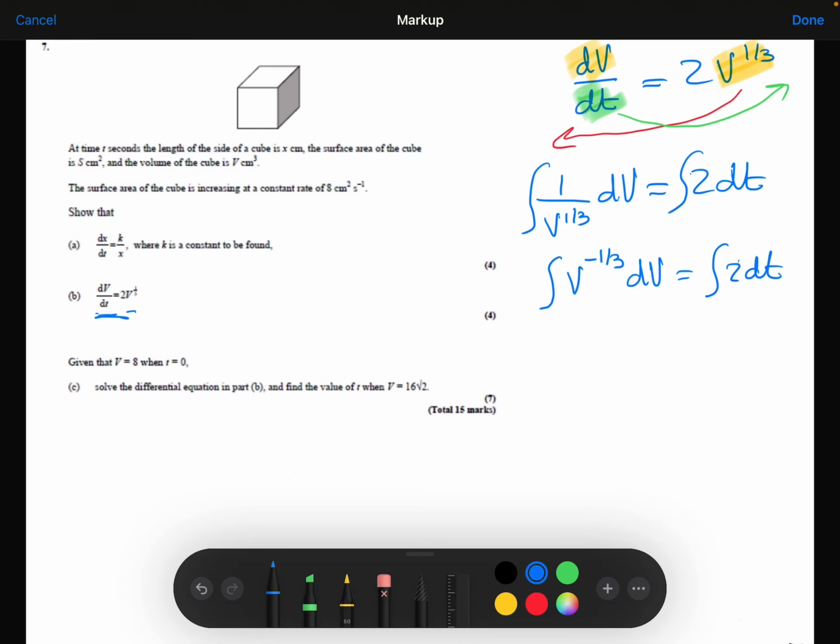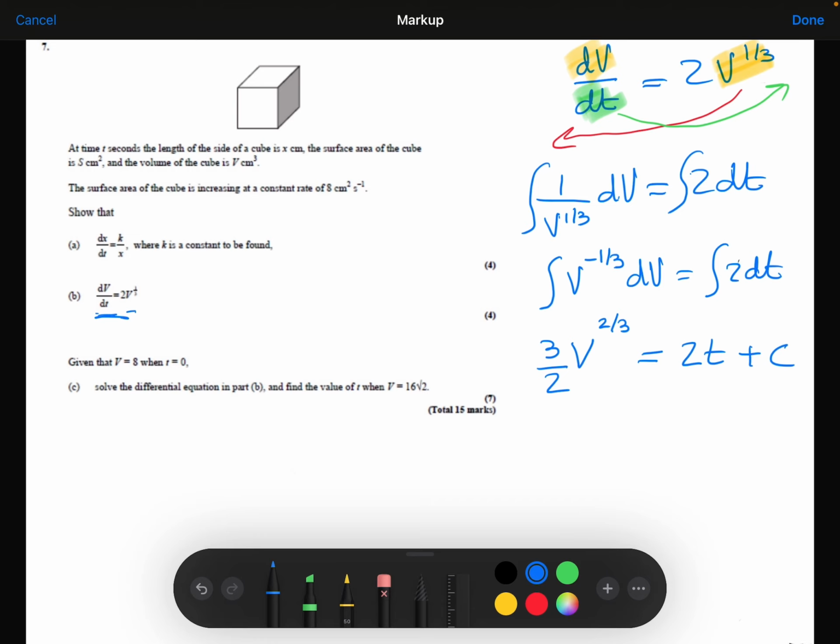So add 1 to the power. Minus 1/3 plus 1 is 2/3. Divide by the new power. So dividing by 2/3 is the same thing as multiplying by 3 over 2. Integrating 2 would give me 2t plus the c.